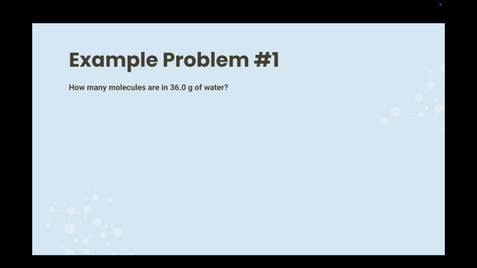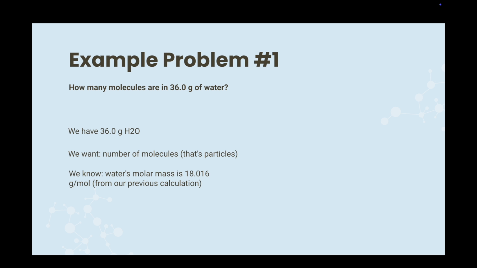So, how many molecules are in 36 grams of water? First, we need to identify what we know and what we need. We have 36 grams of water, that's mass. We want to know the number of molecules, and that's our particles. And we already know water's molar mass is 18.016 grams per mole. That's from our previous calculation.